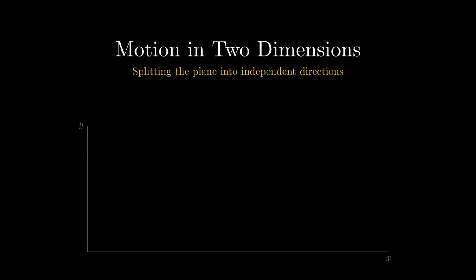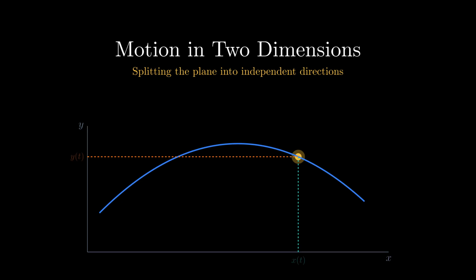We already know how to describe motion along a single line, using position, velocity, and acceleration. But we live in a world of more than one dimension. A thrown ball arcs through a plane. The remarkable trick is this. We don't need new physics for two dimensions. We just need to split the motion in two.